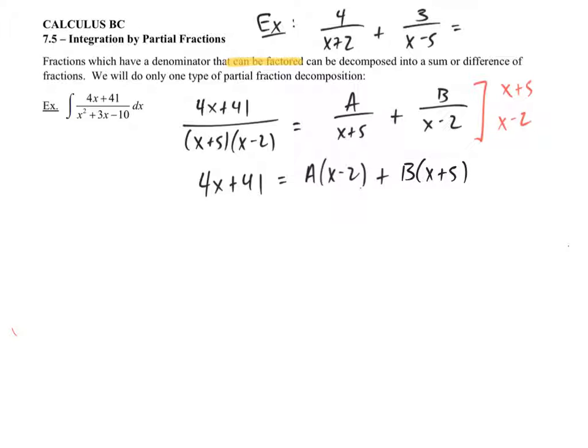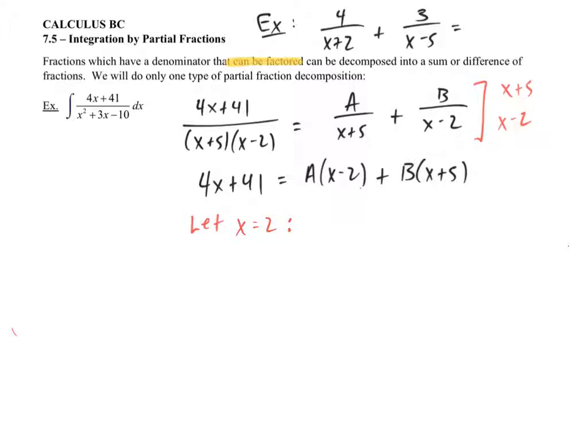Now, what I'm going to do next is pretty clever, if I do say so myself. I'm going to allow x to be two numbers, one at a time, so that these two terms, A times x minus 2 and B times x plus 5, go away. If I look at this first term, A times x minus 2, I want to let x equal positive 2 so that that term will go away.